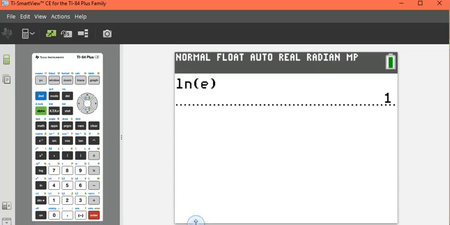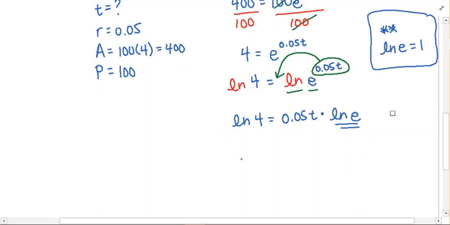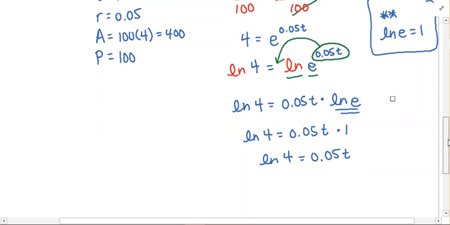I'll write that down for you, right here: natural log of e is just 1. And it's okay if you don't remember that, because when you plug it all into the calculator, it would do it for you. But essentially, this would turn into the natural log of 4 is equal to 0.05 t times 1. So you get that the natural log of 4 is equal to 0.05 times t. All right, so let's keep going.